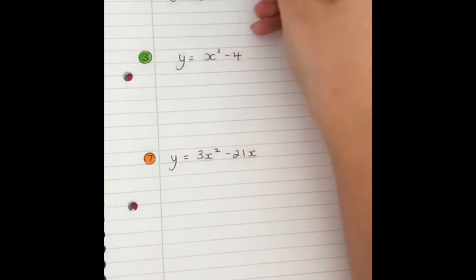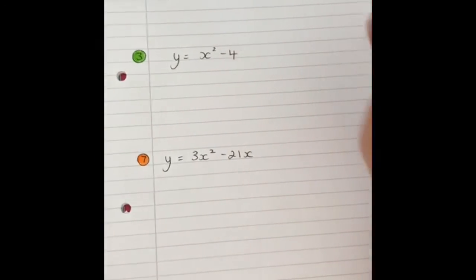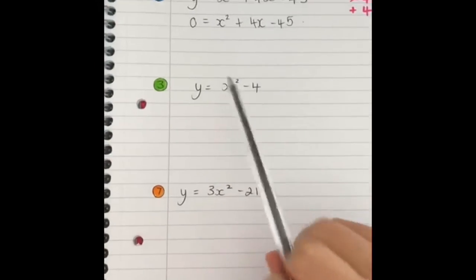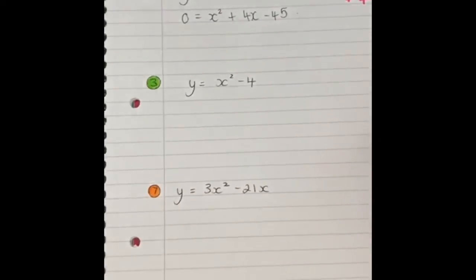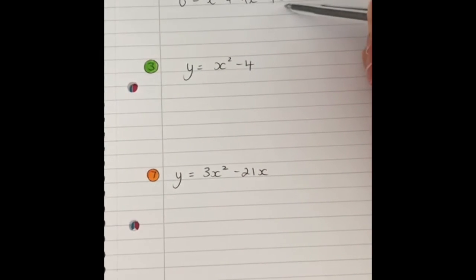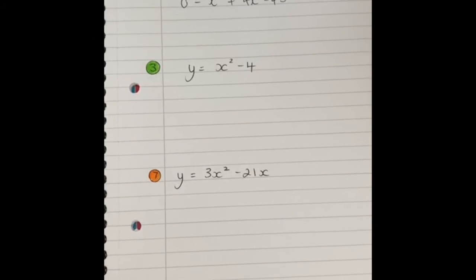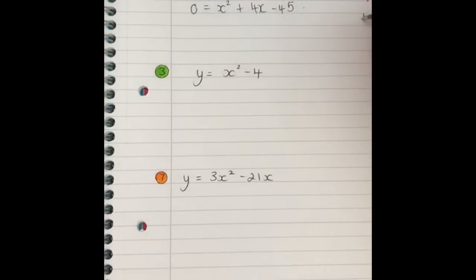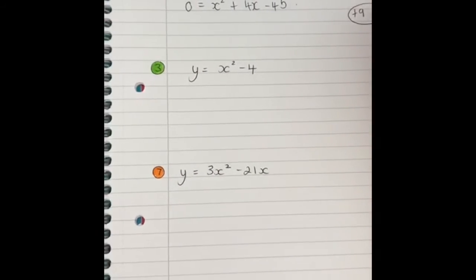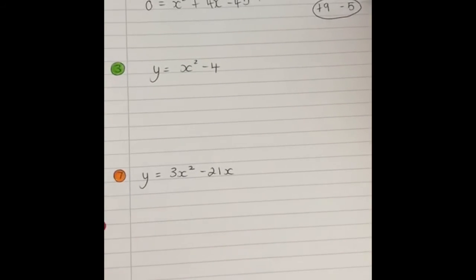So we're going to have 0 equals x squared plus 4x minus 45. Now, to solve this, we need to factorise it and solve it as you would with a normal quadratic equation. We know we are multiplying for minus 45 and we're adding for positive 4. To find two numbers that do that, we must have positive 9 and minus 5. Both of those will multiply to make minus 45 and they'll add to make 4.